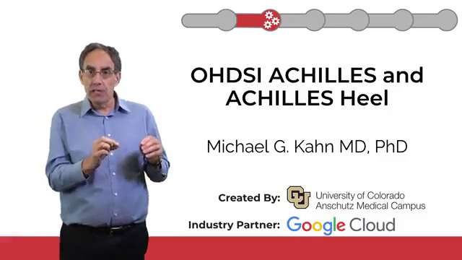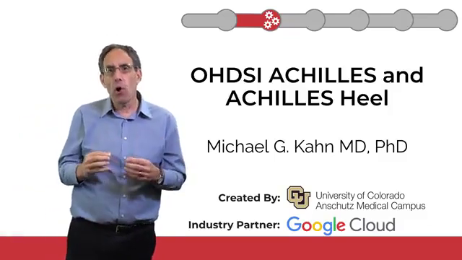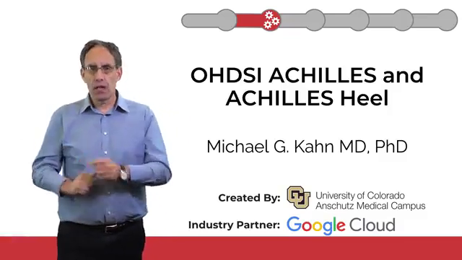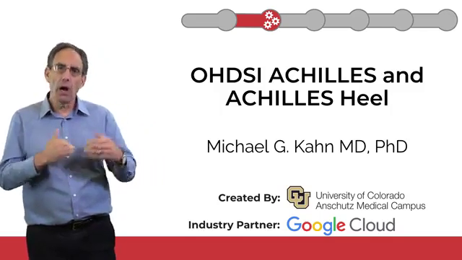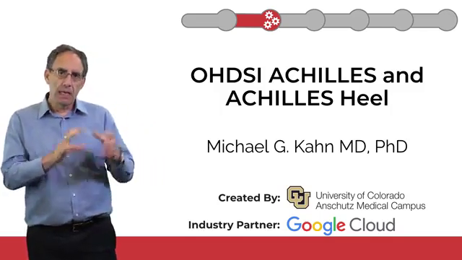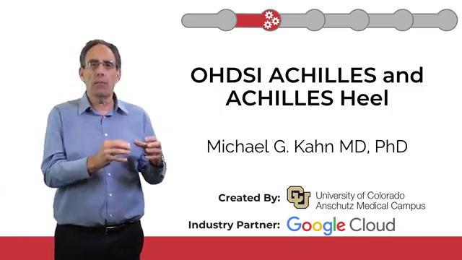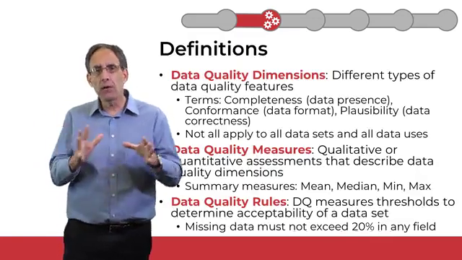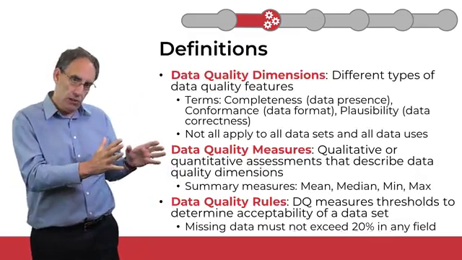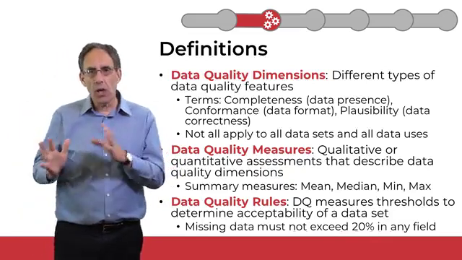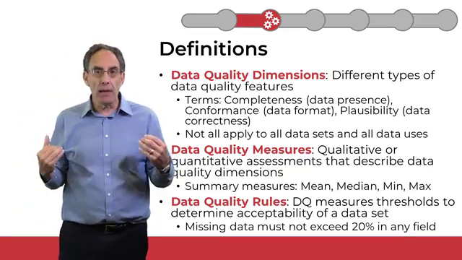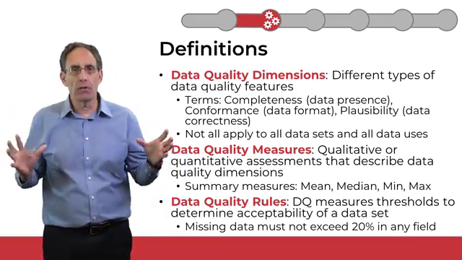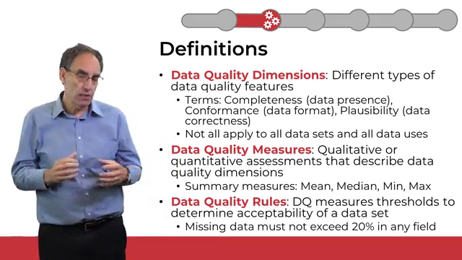In this video, we present the Achilles family of open source data quality tools that have been developed by the Observational Health Data Science and Informatics, or OHDSI, community. Achilles is tied to the OMOP Common Data Model, which we use in this course. Briefly, here are the definitions of data quality dimensions, data quality measures, and data quality rules. The Achilles family of tools is an integrated environment that encompasses all three components plus data visualizations.